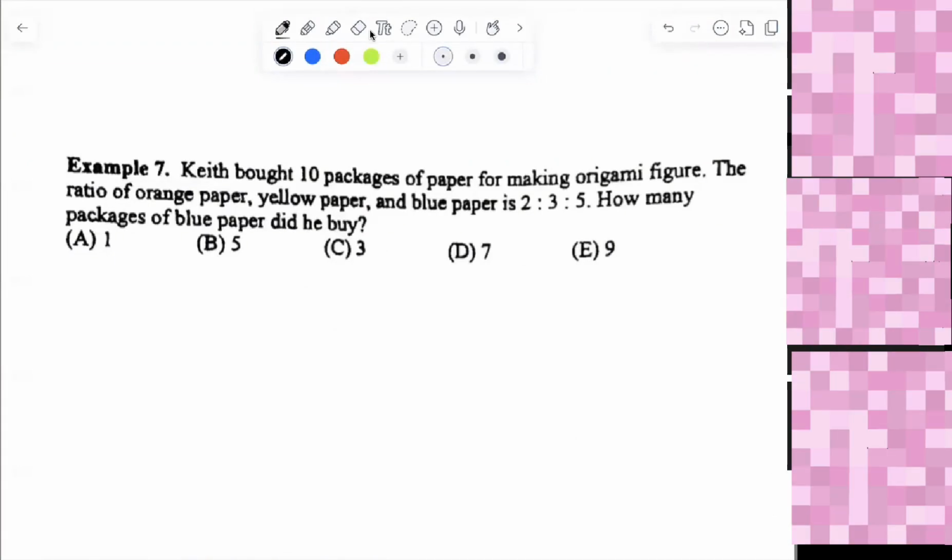Keith bought 10 packages of paper to make origami figures, with the same exact ratio. Orange paper is 2, yellow paper is 3, and blue paper is 5. How many packages of blue paper did he buy? 1, 5, 3, 7, or 9? Let's try this question and tell me your answer through chat.